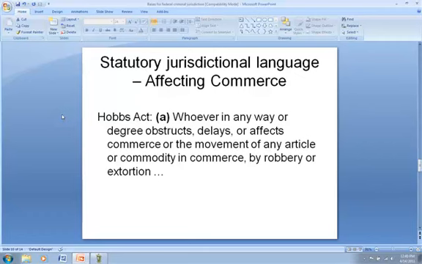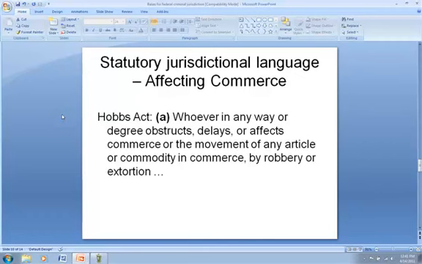Now, when the court has interpreted language like this in the past, it has said that when Congress uses the word affect commerce in a statute, this signals that Congress wants to use the full extent of its commerce power in effectuating the statute. The statute will go as far as possible to convey jurisdiction on Congress.